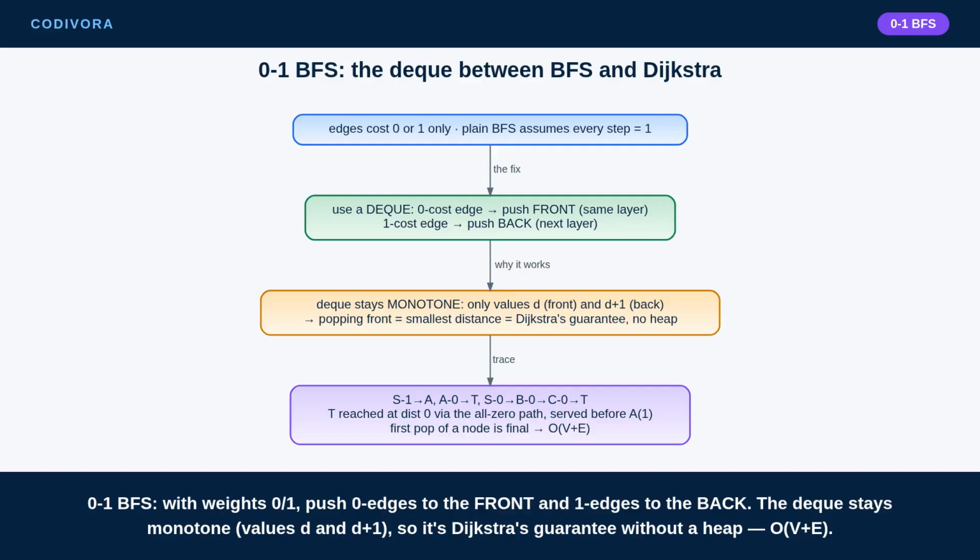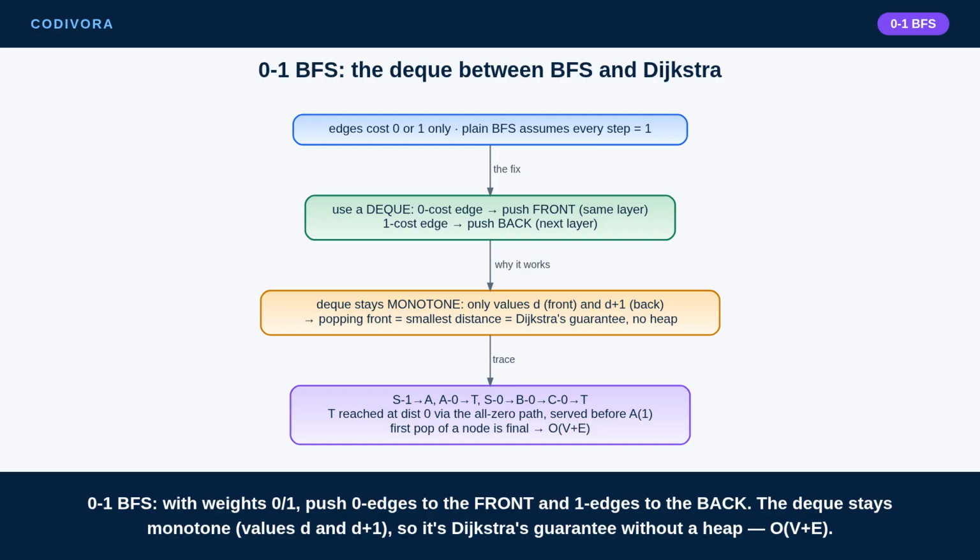And the bridge from BFS to Dijkstra: 0-1 BFS. Plain BFS finds shortest paths only because every step costs the same 1, so the queue is auto-sorted by distance. When edges cost 0 or 1, there are just 2 cases. A 0-cost edge does not increase distance, so that neighbor belongs with the current frontier, push it to the front. A 1-cost edge is 1 layer out, push it to the back.